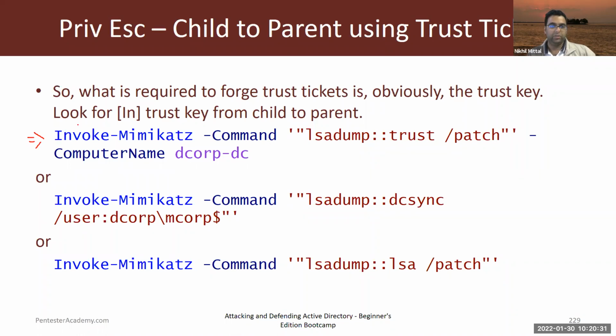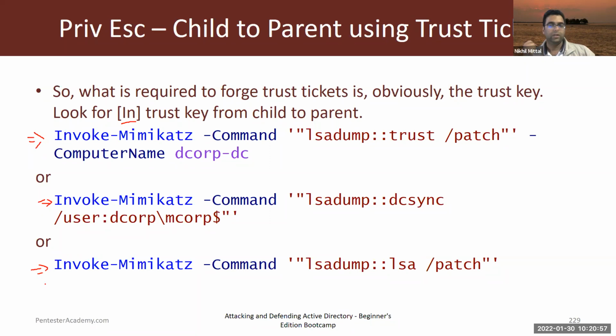The first one dumps all the trust keys from our domain controller. We may like to look for the in trust key from child to parent, that is in trust key from $corp to money corp. Or we can run a DC sync against the NetBIOS, the name of the TDO. So this would DC sync only the trust key. Or if you run this, it extracts all the secrets from the domain controller that would also contain the trust key.